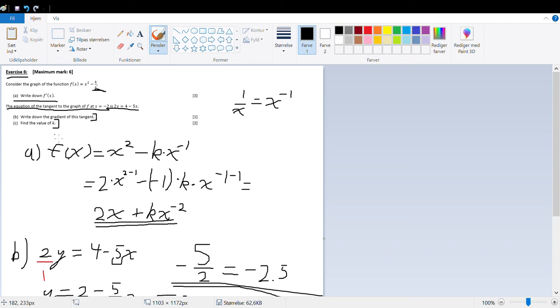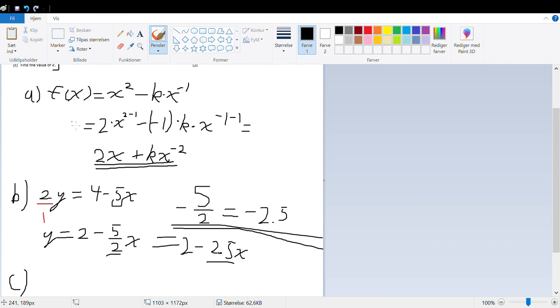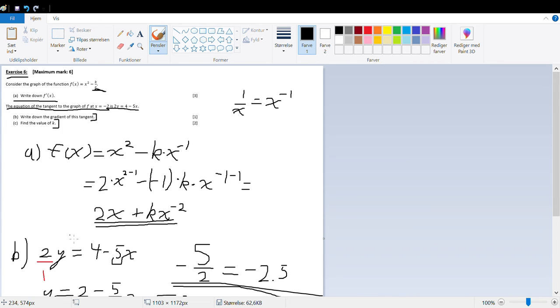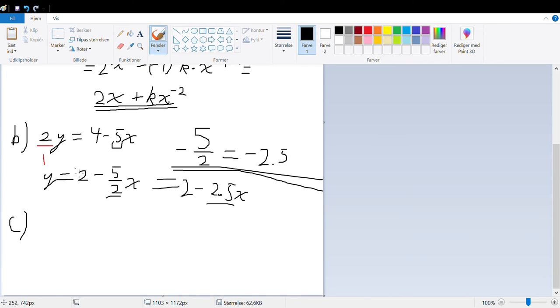Okay, now the next one. Find the value of k. Oh, how tricky this one was. But there are a number of ways to go about this. I'm going to pick a simple way, which is to go, okay, well, here's the thing. For x equals minus 2, we have a gradient.